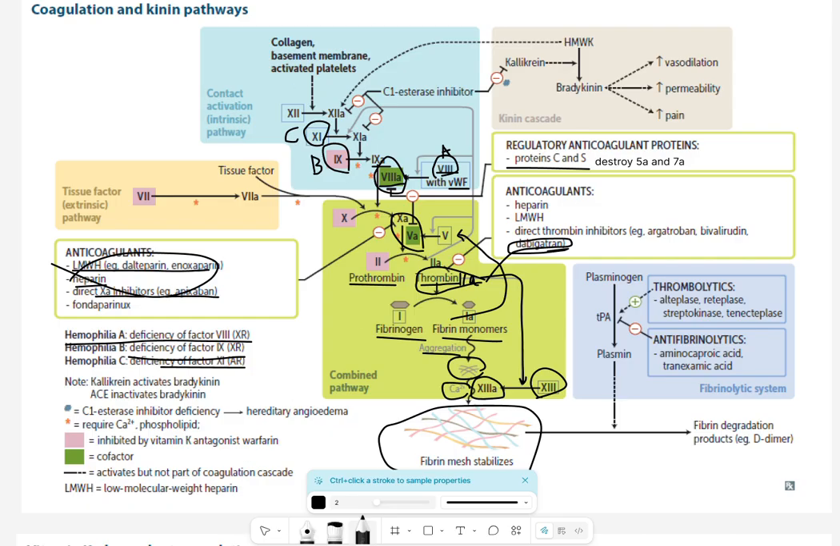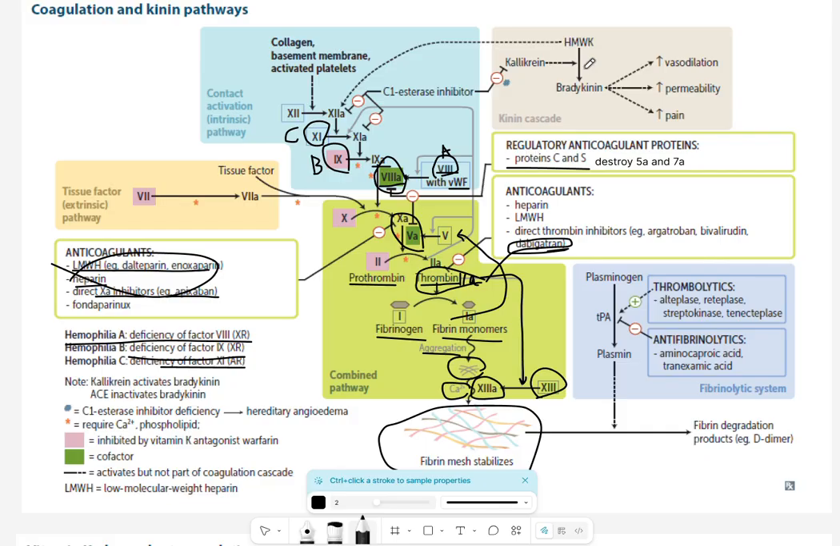Now you need to move on to the kinin pathway. The kinin cascade here is very important because it explains basically why angioedema happens. Now, when factor 12 is activated to 12A, what happens is that it activates pre-kallikrein to become kallikrein. So there's a molecule called pre-kallikrein. That pre-kallikrein becomes kallikrein when your 12A is activated.